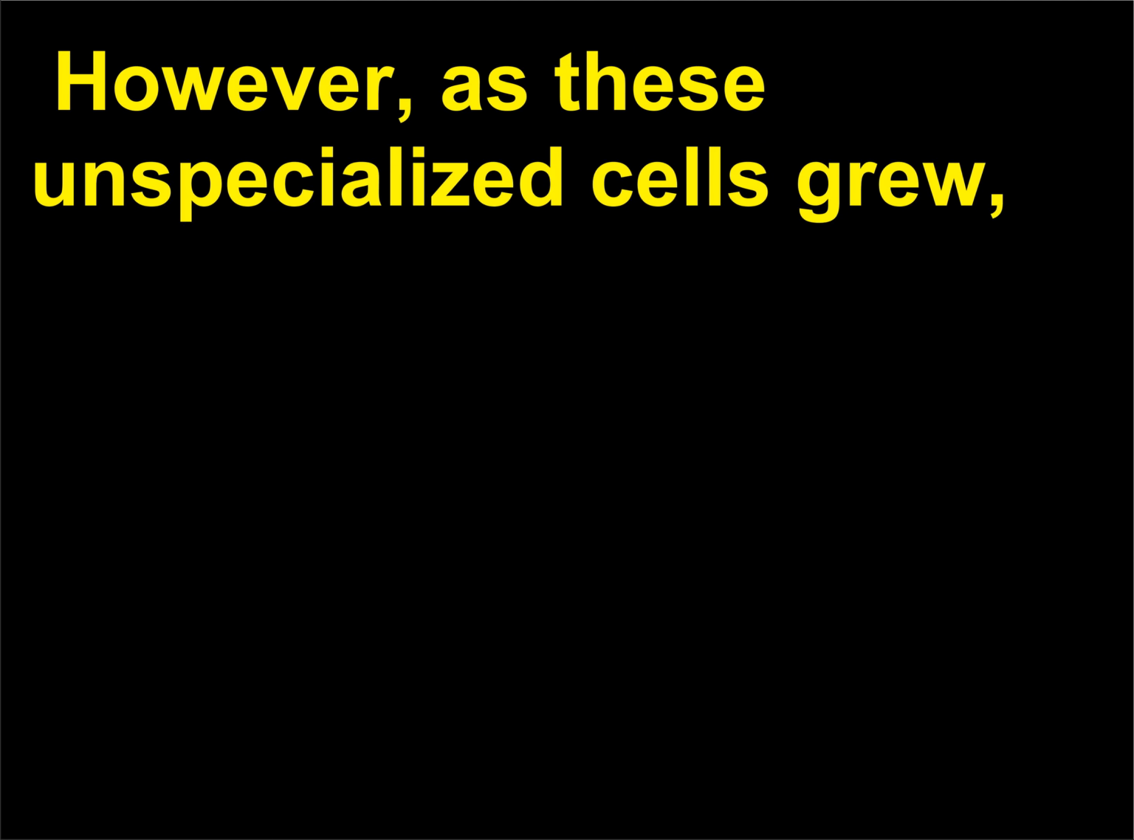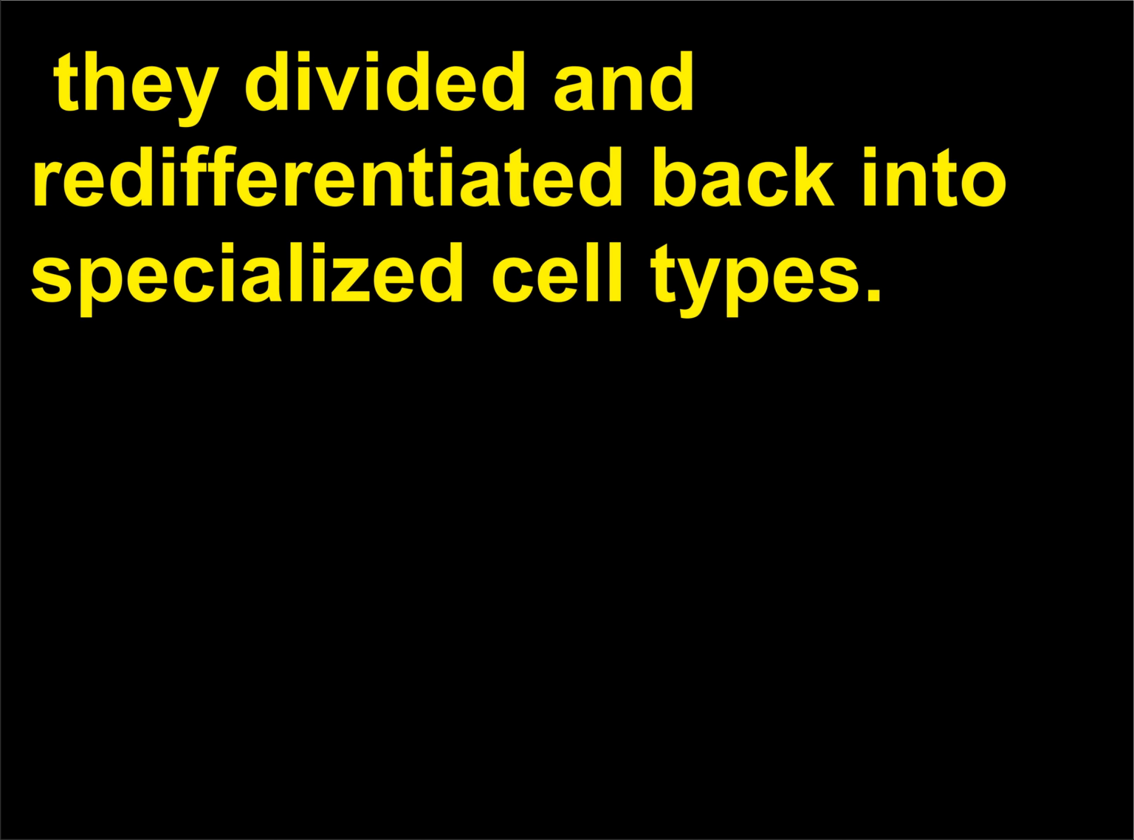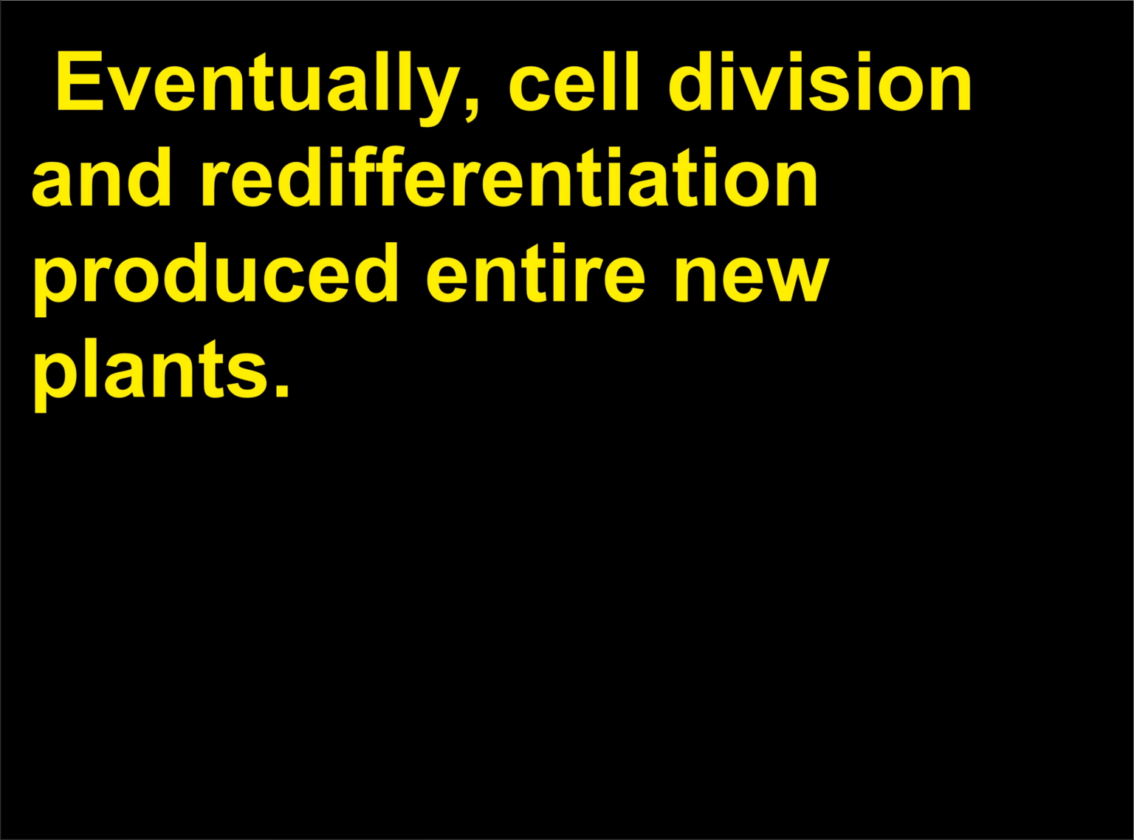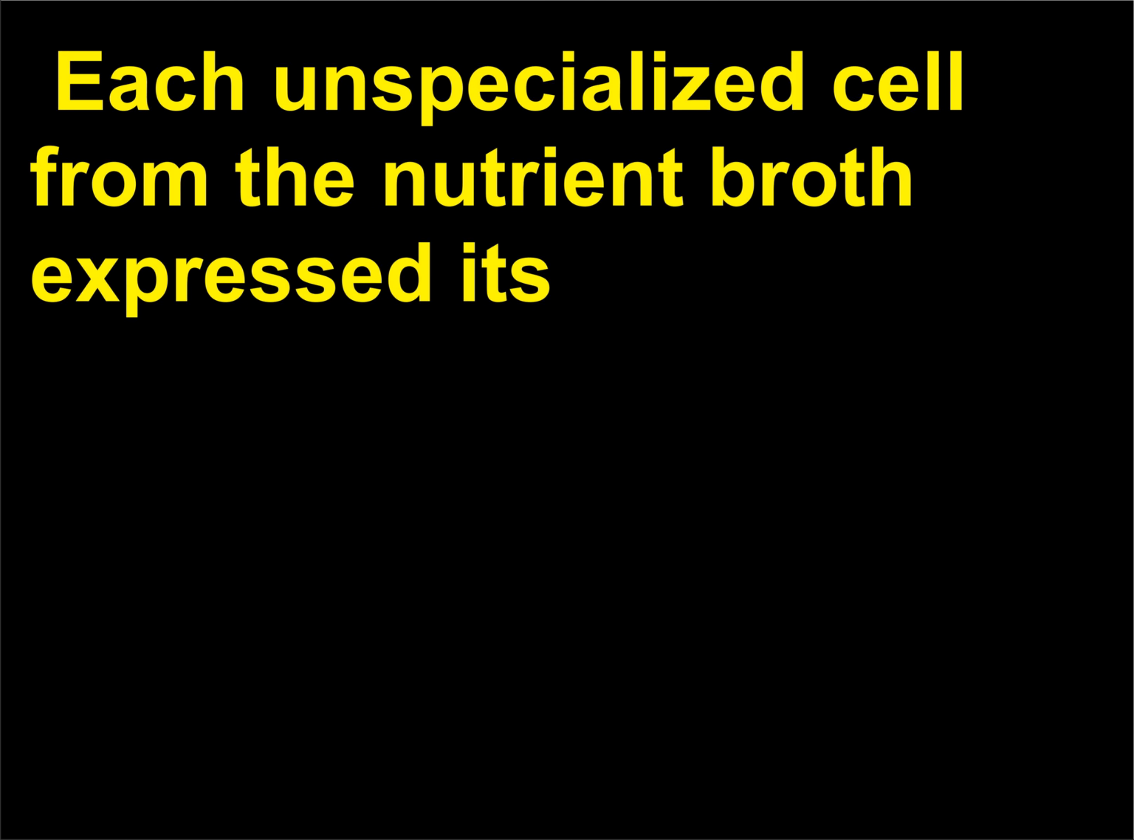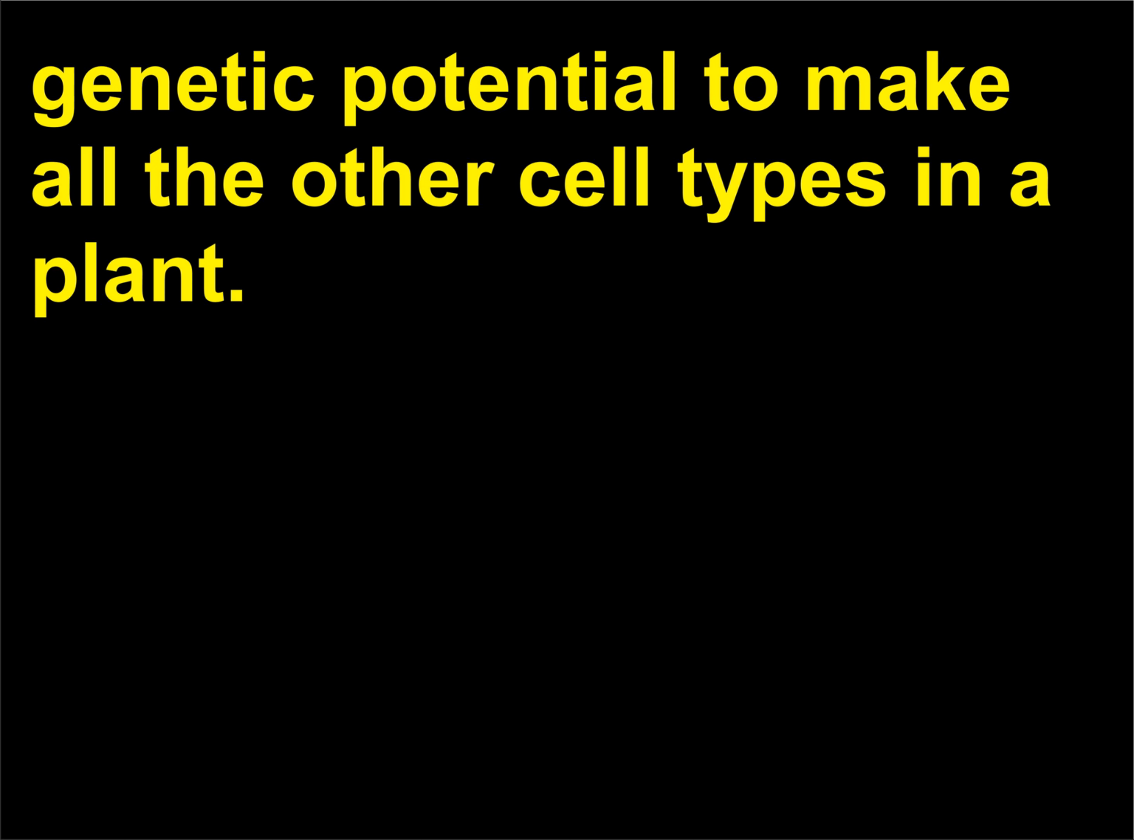However, as these unspecialized cells grew, they divided and redifferentiated back into specialized cell types. Eventually, cell division and redifferentiation produced entire new plants. Each unspecialized cell from the nutrient broth expressed its genetic potential to make all the other cell types in a plant.